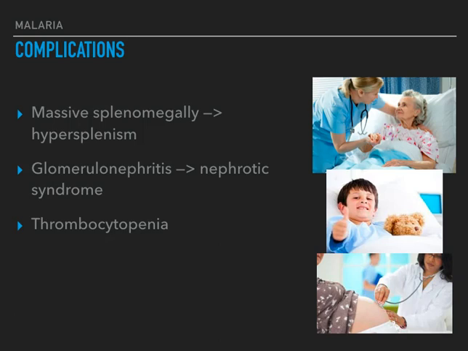Very young, the elderly, and pregnant women are at the greatest risk of complications from falciparum infections. Other risk factors include immunocompromise, asplenia, failure to take appropriate chemoprophylaxis, and refusal or delay in seeking medical care, as well as late or erroneous diagnosis. The major complications that are often seen include massive splenomegaly leading to hypersplenism, glomerulonephritis leading to nephrotic syndrome, as well as thrombocytopenia.